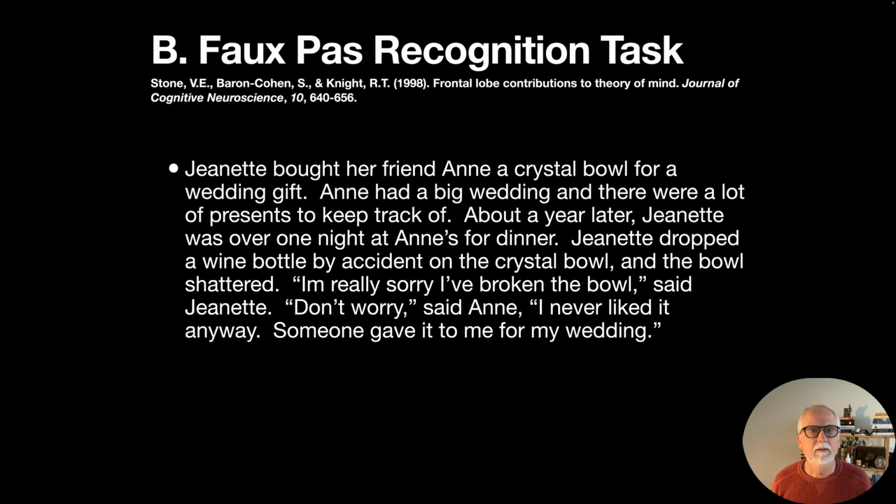Here's an example of it. So Jeanette bought her friend Anne a crystal bowl for a wedding gift. Anne had a big wedding and there were a lot of presents to keep track of. About a year later, Jeanette was over one night at Anne's for dinner. Jeanette dropped a wine bottle by accident on the crystal bowl and the bowl shattered.